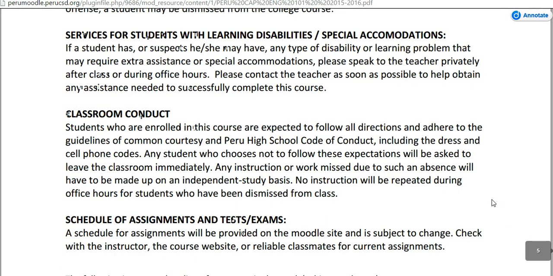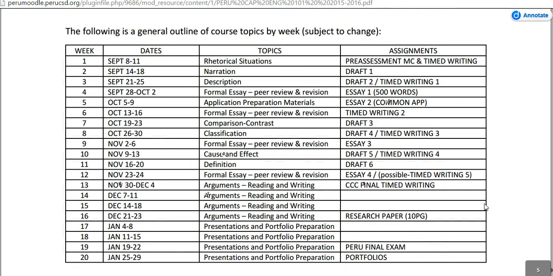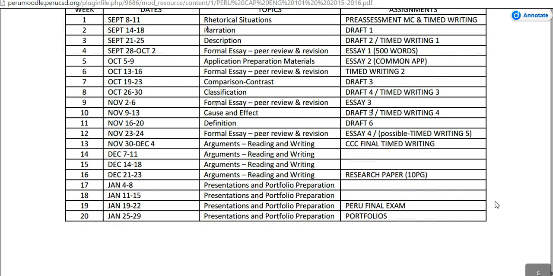Classroom conduct, of course, we are polite and respectful of each other and of the teacher and of the atmosphere. So if someone chooses not to follow these expectations, they'll simply be asked to leave the room, and nothing will be repeated for people who have been dismissed from class. Schedule of assignments is listed below. We cover these topics at approximately these weeks. Sometimes there's a shift here or there, but we finish the entire class by January 29th. And that is the policies and procedures for CAP English 101.